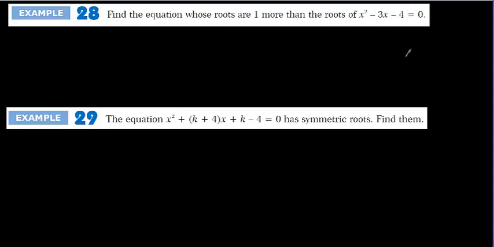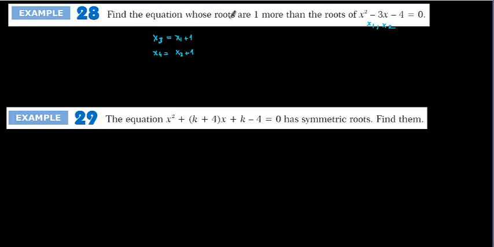So I'm going to use Vieta's formula here. The roots are 1 more than the roots of x squared minus 3x minus 4. I know that I have x1 and x2 for this one. These are the roots of the equation, and I need to find x3 and x4. x3 is equal to x1 plus 1, and x4 is equal to x2 plus 1.